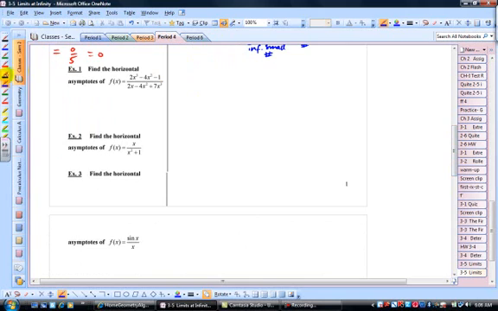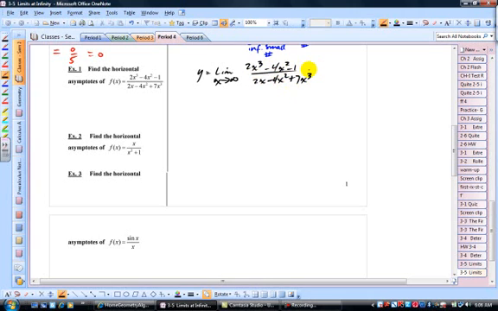So in example 1, we want to take a look at the limit as x goes to infinity of the function 2x cubed minus 4x squared minus 1, all divided by 2x minus 4, minus 4x squared plus 7x cubed.